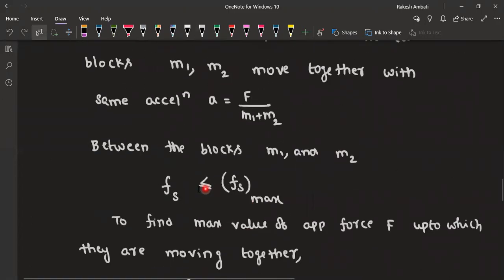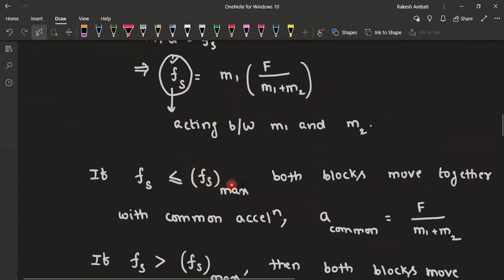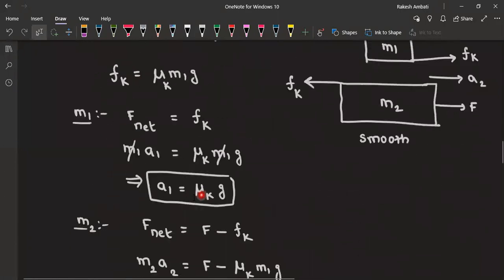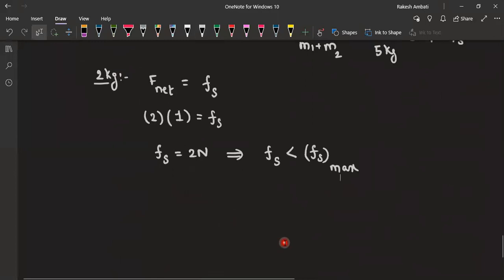So we already noted the points here. If Fs is less than or equal to Fs maximum, both are moving together with the same acceleration. So this condition is satisfied here. In this question, Fs is less than Fs maximum, therefore both are moving together.